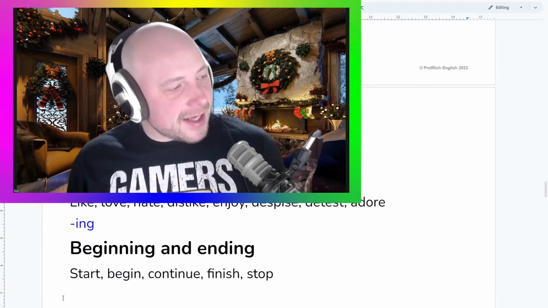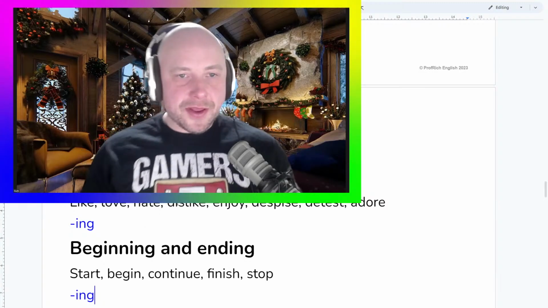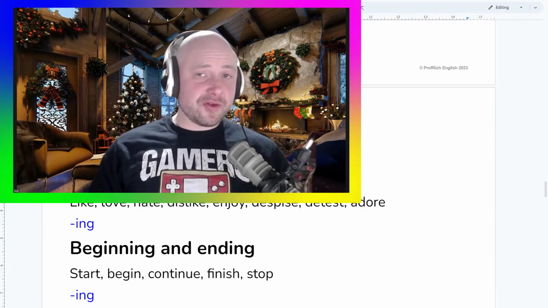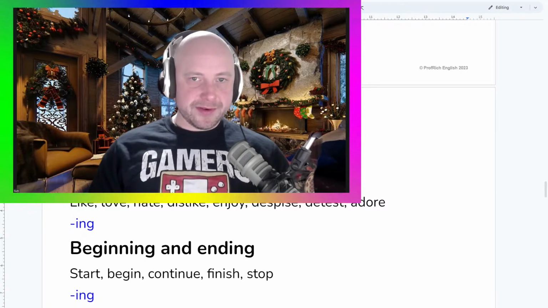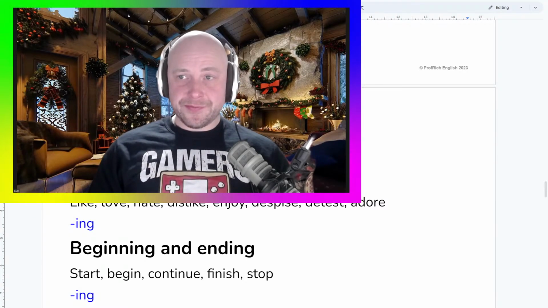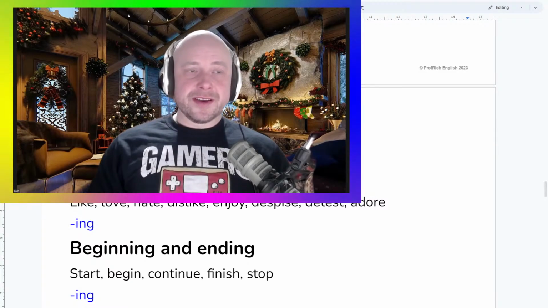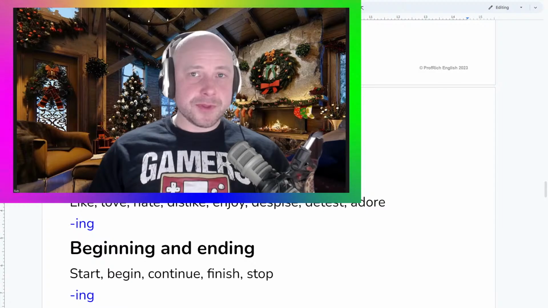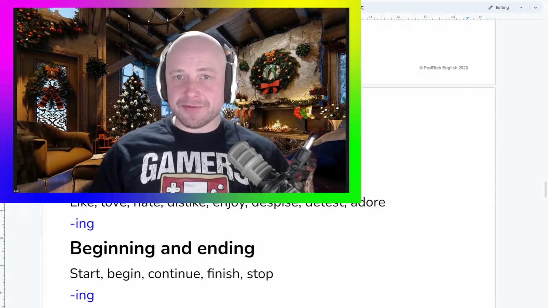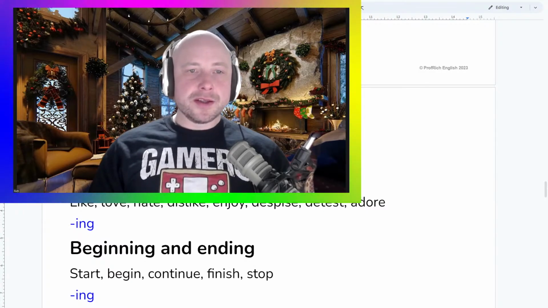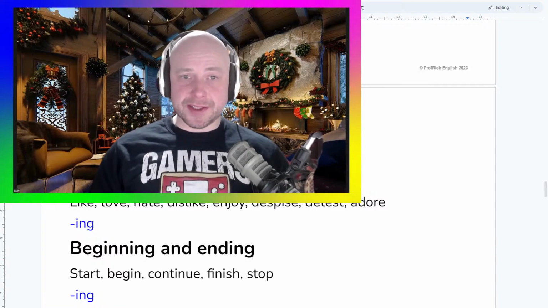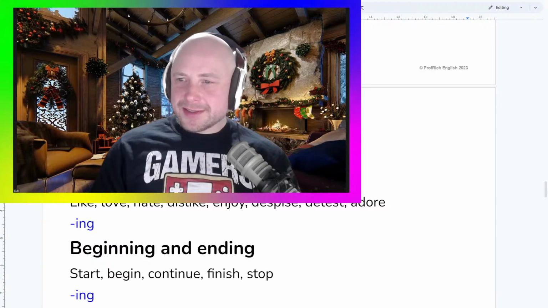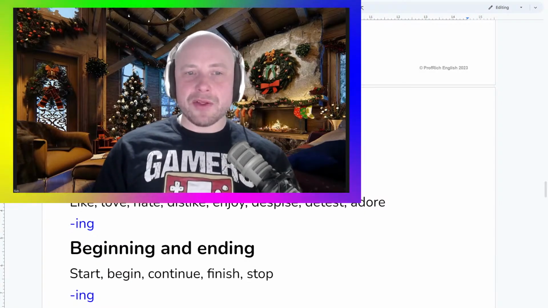Yep, so this one is actually ing as well. And there's some suggestion that we can use to infinitive. That is true for some of them, but not all of them. So, for example, finish. You cannot put a to infinitive after finish. Now, some of the others you can put a to infinitive. But does it have the same meaning? Maybe not. Let's talk about that later.